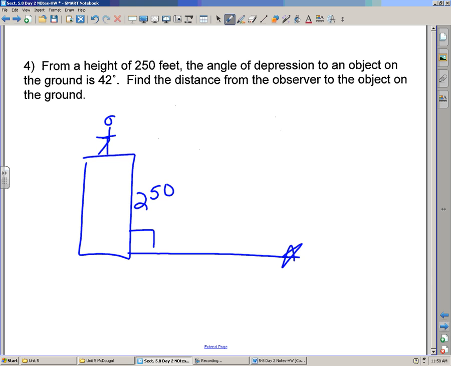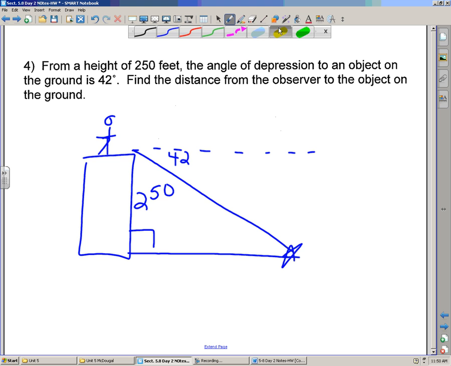It's an angle of depression. So what happens is we've got this sight line that's going across, but then we have the sight line that's going down. And the angle of depression happens to be up here. It's outside of the triangle. It wants to know the distance from the observer to the object. So the distance from the observer to the object happens to be along this hypotenuse here. So we're trying to find x.